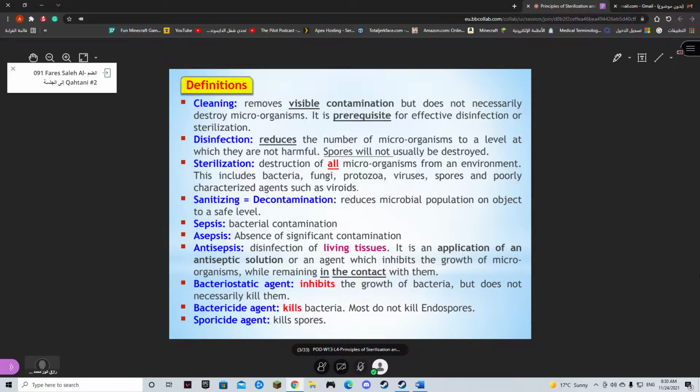Sanitization is somewhat confusing with disinfection. What is that?